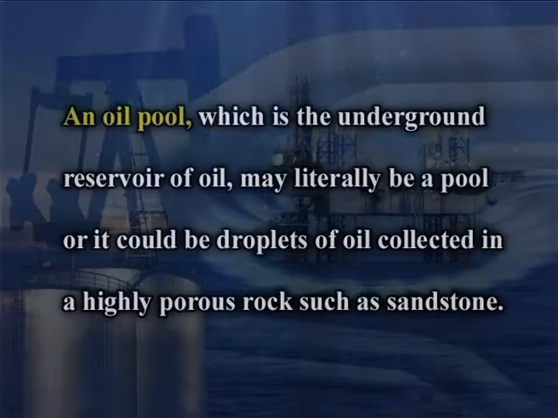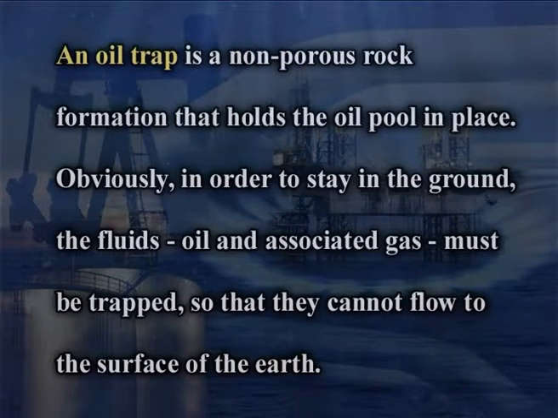To form large economically recoverable amounts of oil underground, two things are needed. First is an oil pool and then an oil trap. An oil pool, which is the underground reservoir of oil, may literally be a pool, or it could be droplets of oil collected in a highly porous rock such as sandstone. An oil trap is a non-porous rock formation that holds the oil pool in place.